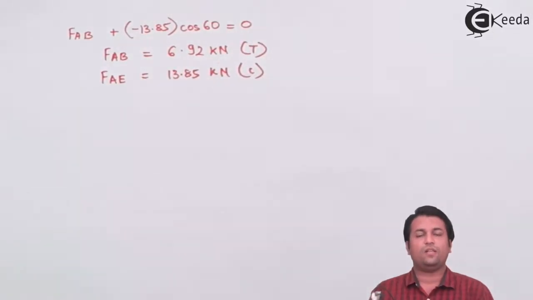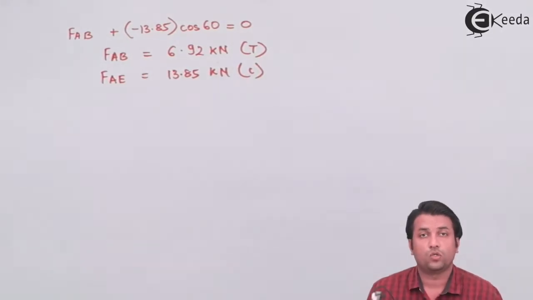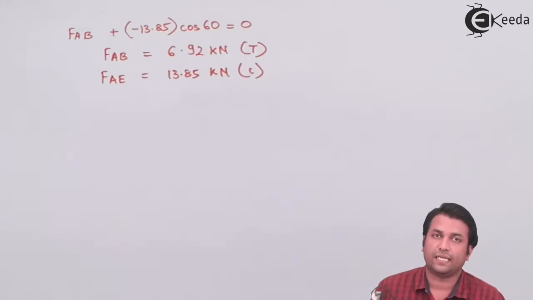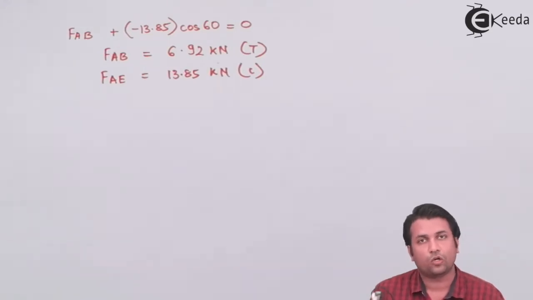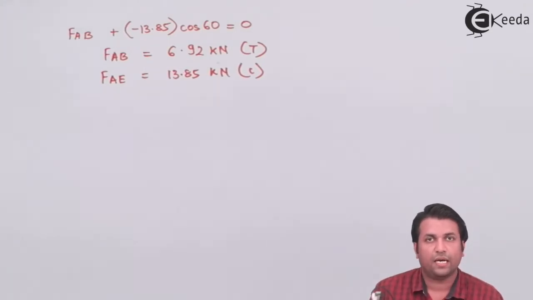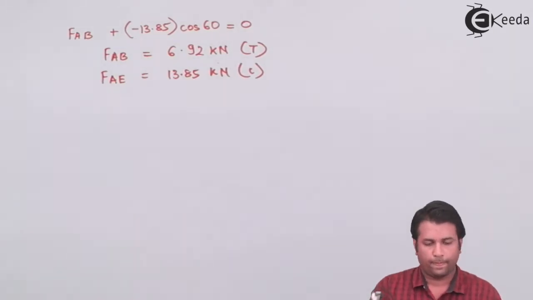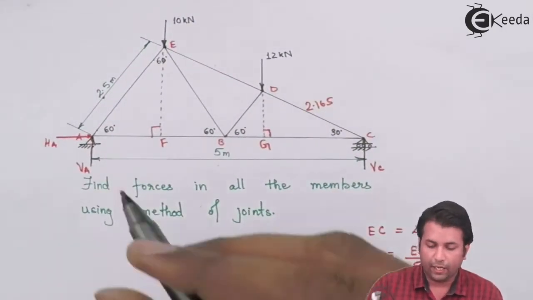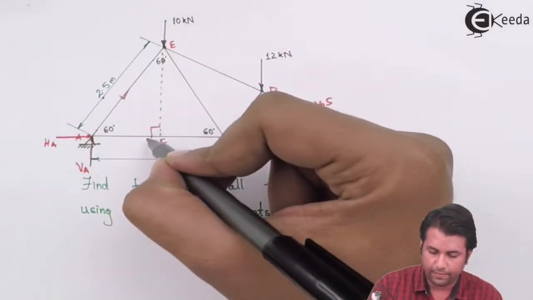Now, I got the value for AB to be 6.92 kilonewtons, which is positive. So the nature of the force in member AB will be tensile, whereas the nature of force in the member AE will be compressive. The reason for that is I got the value as a negative value. So by doing this for joint A, I got the force in the members AE and AB.